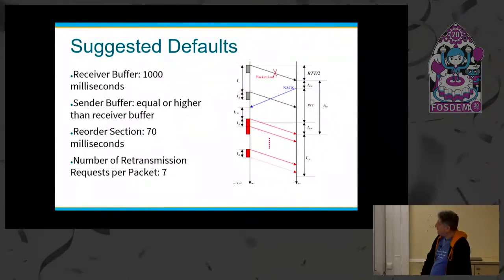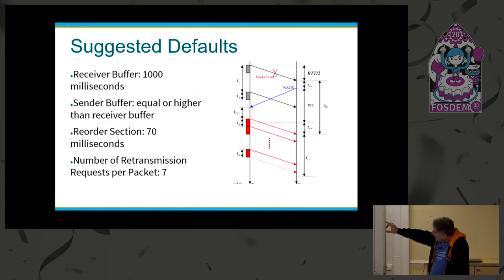So we also suggest some defaults based on experience. It was a consensus among all the vendors and everybody that participated that for a typical internet connection, from one coast of the U.S. to the other, or across the Atlantic, or anywhere across Europe, these defaults work quite well. If you can sustain 1,000 milliseconds of latency, which is the size of the buffer on the sender side, these parameters will work quite well for any internet link.